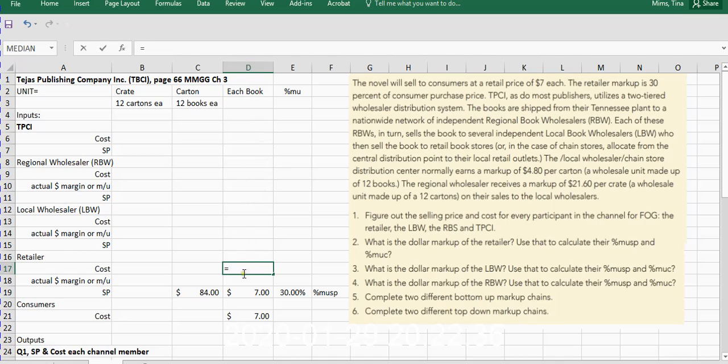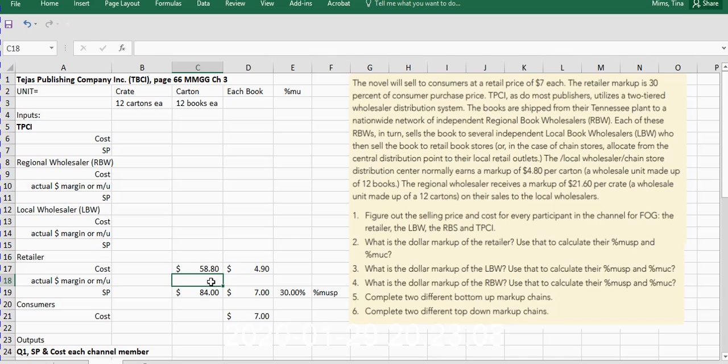See where it says each book cost. This is row D17. I'm going to take our sales price, multiply it times 1 minus our markup on sales price. Isn't that correct? And hit enter. Now we can do a couple of things. First, we can come over here and take this cost per book and multiply it times 12. That way we get a carton cost for the retailer.